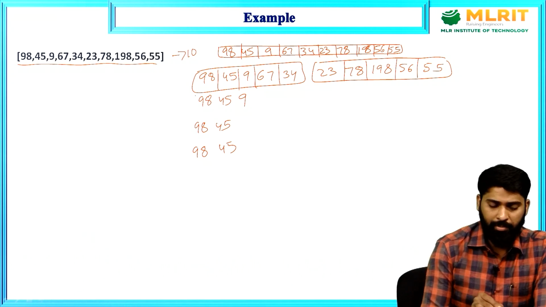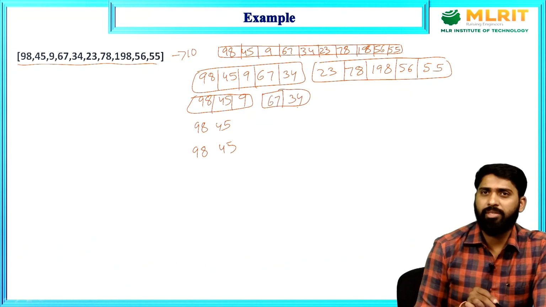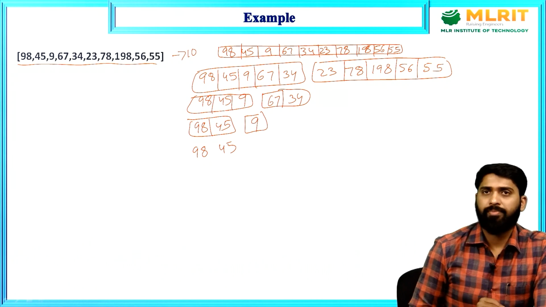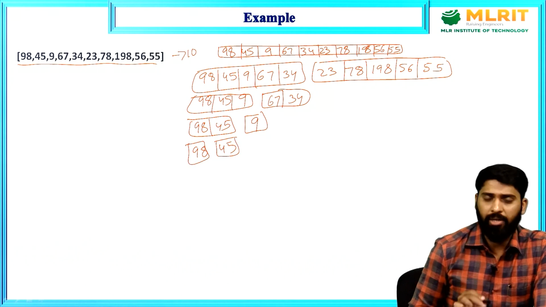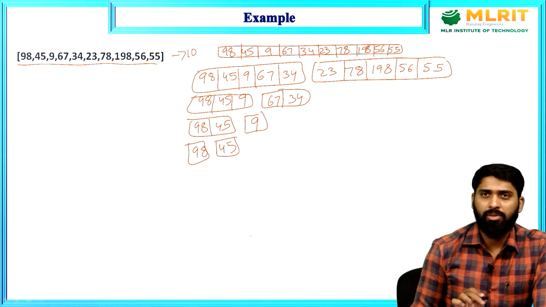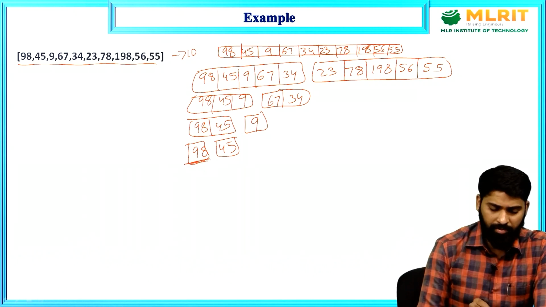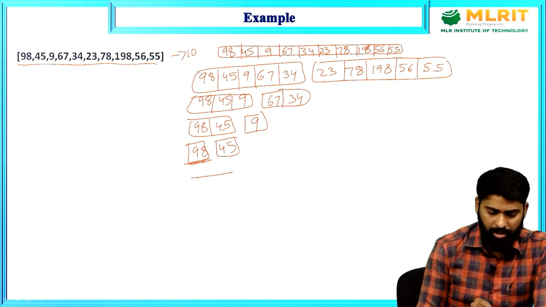Now, again 5 elements are divided into two parts, 3 and another 2, which are 67, 34. That is the divide strategy. Again 98, 45, 9 is divided into two halves, 98, 45 and 9. Again 98, 45 is divided into two sub arrays, 98 and 45. Now, this is the base condition. We divide the array into sub arrays until the size of the sub array is 1. So, we stop here and here is the merge.